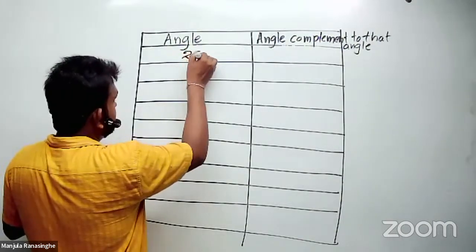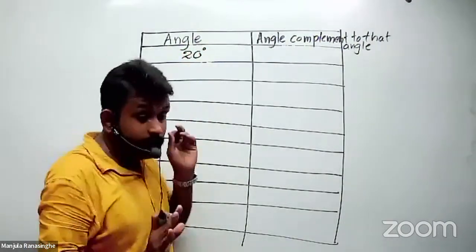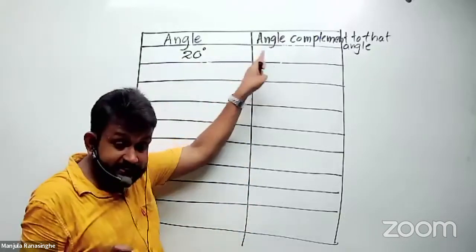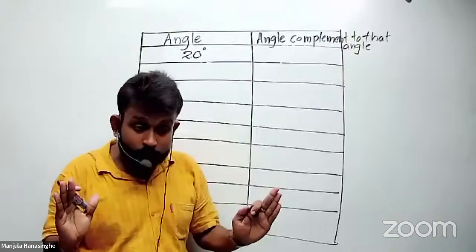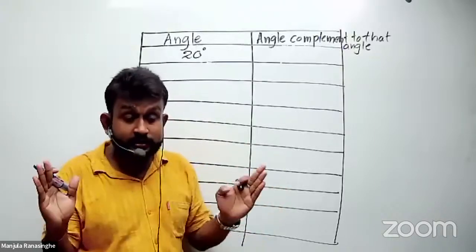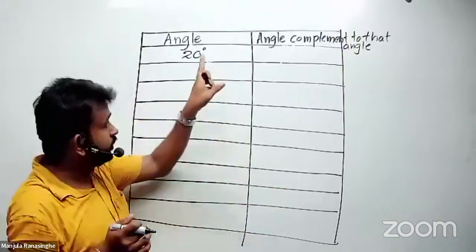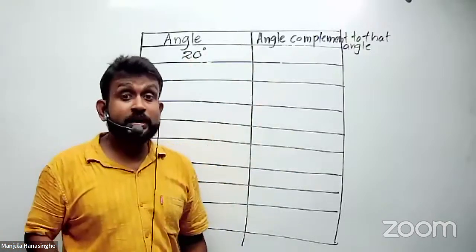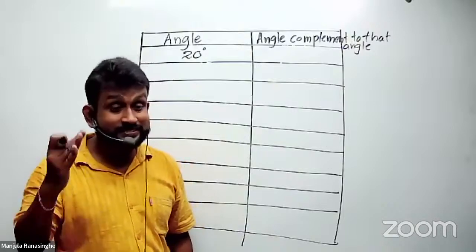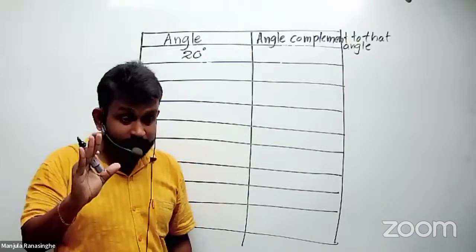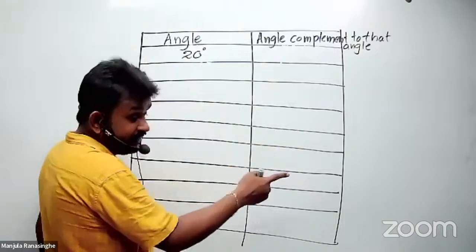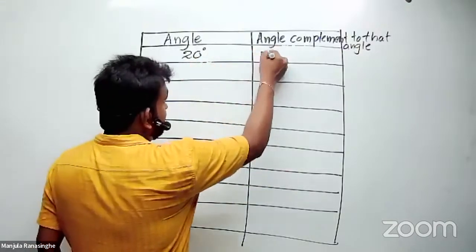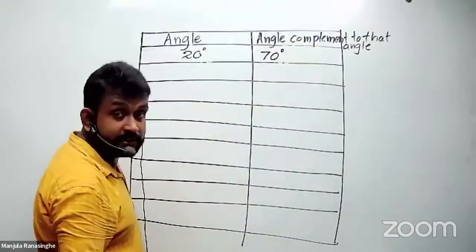What is the angle I am taking here? 20 degrees. For the complement, the sum of these two angles shall equal 90 degrees. So it is 20 degrees. Then what is the balance to become 90 degrees? That is 70 degrees. In a simple way, subtract that 20 from 90. 90 minus 20 is 70 degrees. So that is the complement angle.